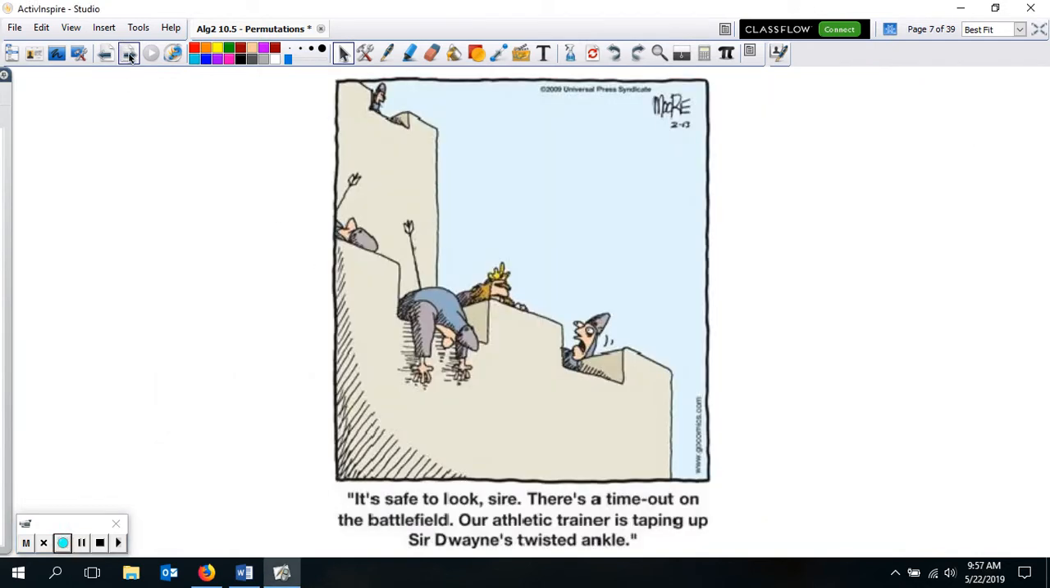In the bleachers is here. Is it safe to look, sire? There's a timeout on the battlefield. Our athletic trainer is taping up Sir Dwayne's twisted ankle. Always a fun in the bleachers.